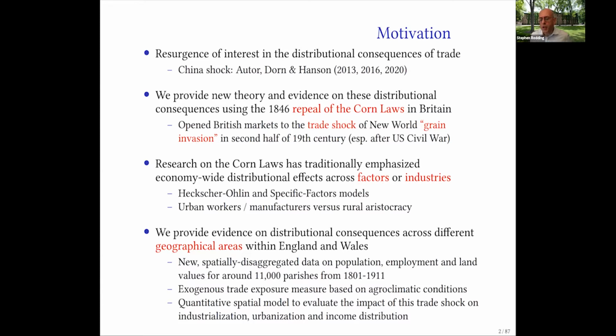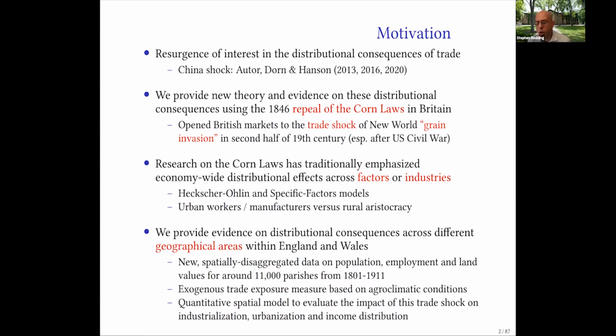We've put together a new spatially disaggregated data set on population, employment, and land values for around 11,000 parishes in England and Wales over the course of more than a century. Key advantage of our empirical setting is that we have an exogenous measure of trade exposure to this grain invasion based on the agroclimatic conditions in these parishes, how suitable they are for the cultivation of wheat and other cereal grains. And then we combine those data and that exogenous variation with a quantitative spatial model to evaluate the impact of this trade shock on urbanization, structural transformation, and the income distribution in England and Wales.